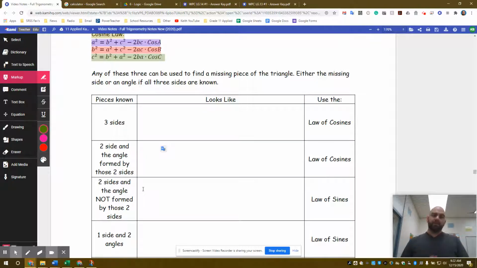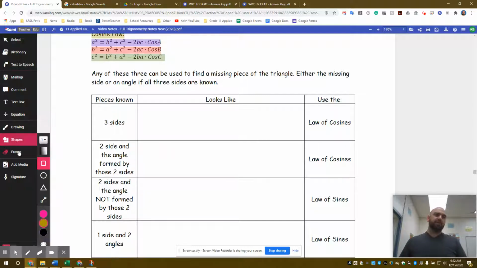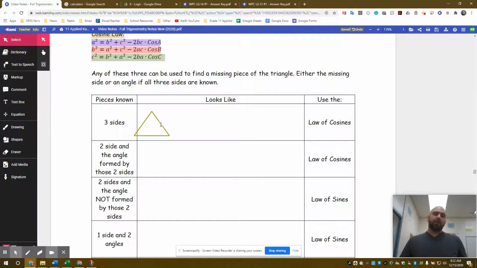So here's a bunch of situations that we could have, and I'm going to try to draw them out as best as possible using some triangles here. All right, so first case scenario. Let's say that we have the 3 sides. I'm just going to try to tweak this a little bit so we definitely have 3 unique sides here.